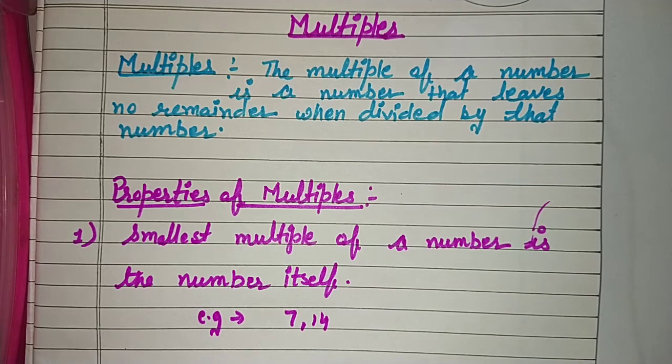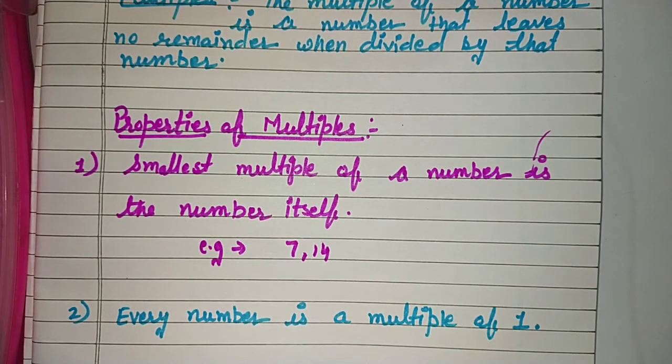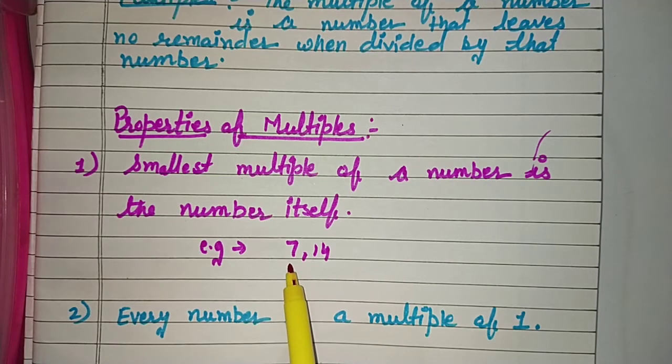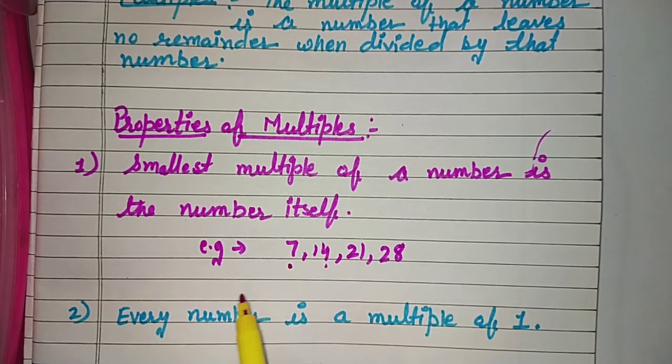So let's understand the multiples by its properties. The first property is that the smallest multiple of a number is the number itself. अब इसका क्या मीनिंग है? इसका ये मीनिंग है कि suppose if I am taking the multiple 7, okay, the second multiple is 14, the third multiple is 21, fourth multiple is 28. It means we are just writing the table of 7. So what is the smallest multiple of 7? That is the number itself. जो सबसे छोटा multiple होगा किसी भी number का, that is the number itself.